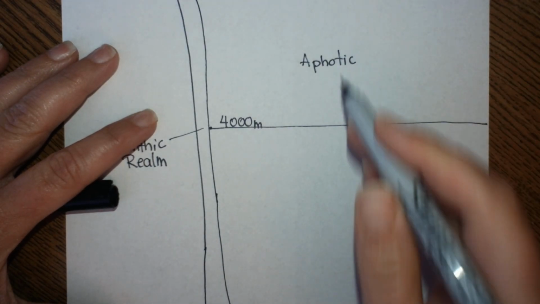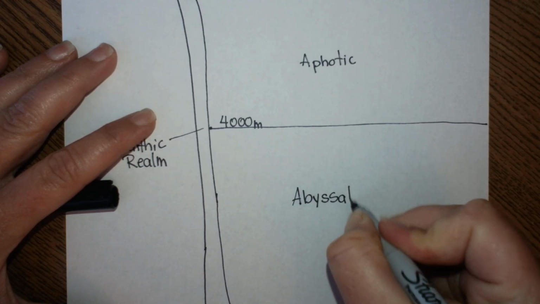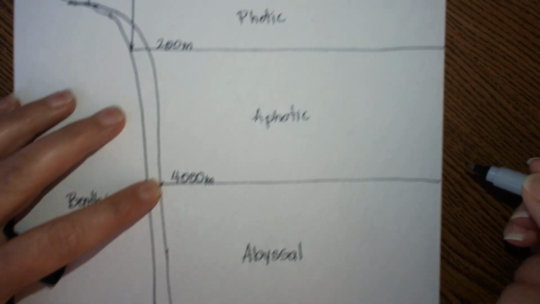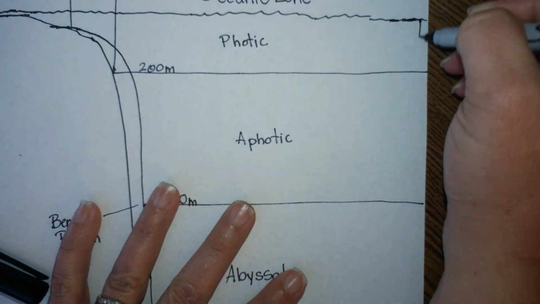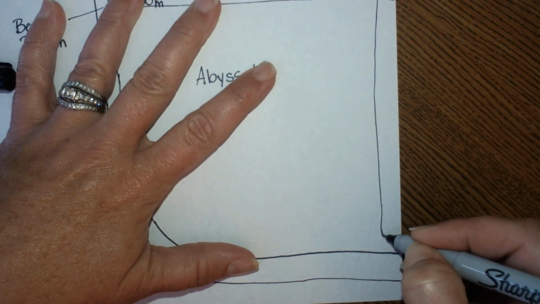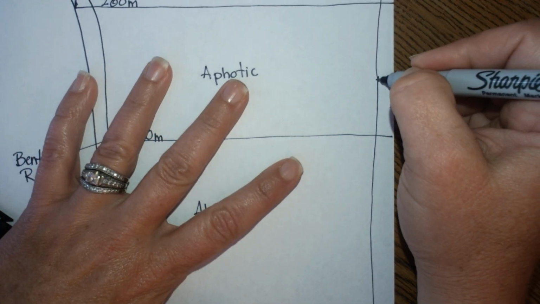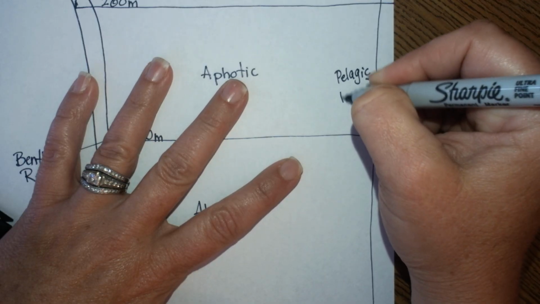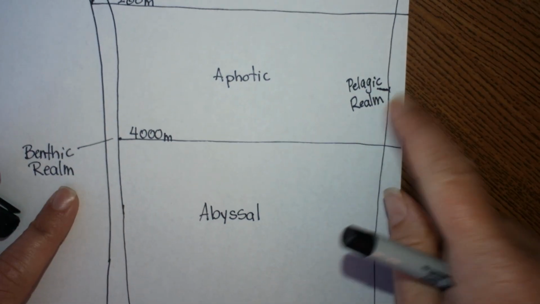Then under the aphotic zone is the abyssal zone. The abyssal zone. Lots of things down there. We are going to make kind of a bracket from the top of the ocean, okay, all the way down to the bottom of the ocean. And we are going to label this the pelagic realm. And it's going to be your job to define those terms, okay?